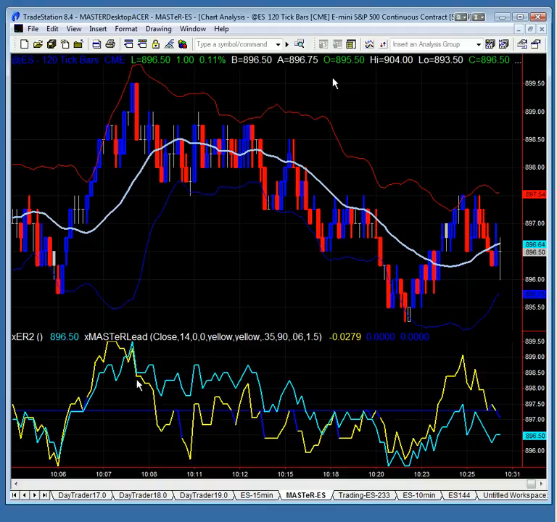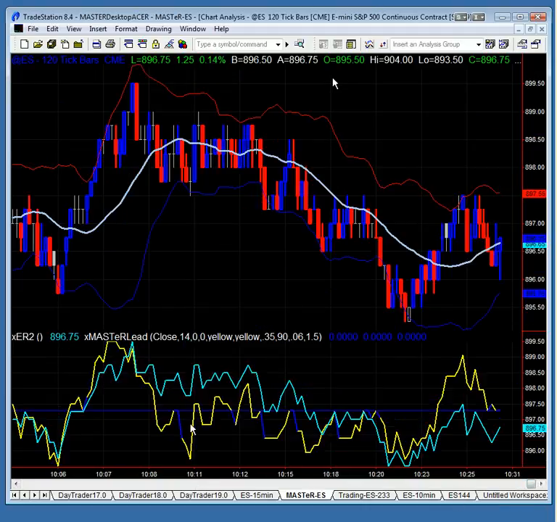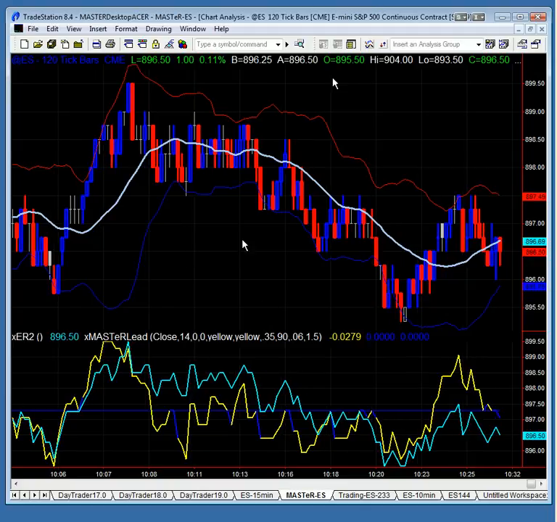Certainly, as you can see, negative was the case here. Market had exploded higher, and definitely was diverging here, suggesting the market, if the yellow's below the blue, definitely going to be a negative bias, and that was the case there.